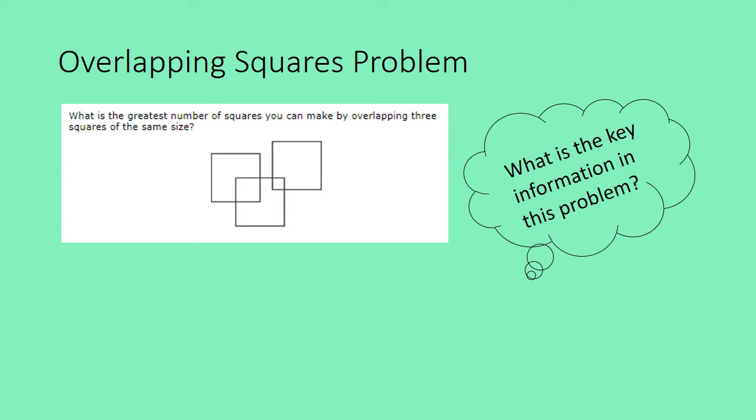We are doing some problem solving where we need to draw some pictures to help us today. So here we go, here's the problem. What is the greatest number of squares you can make by overlapping these three squares of the same size?